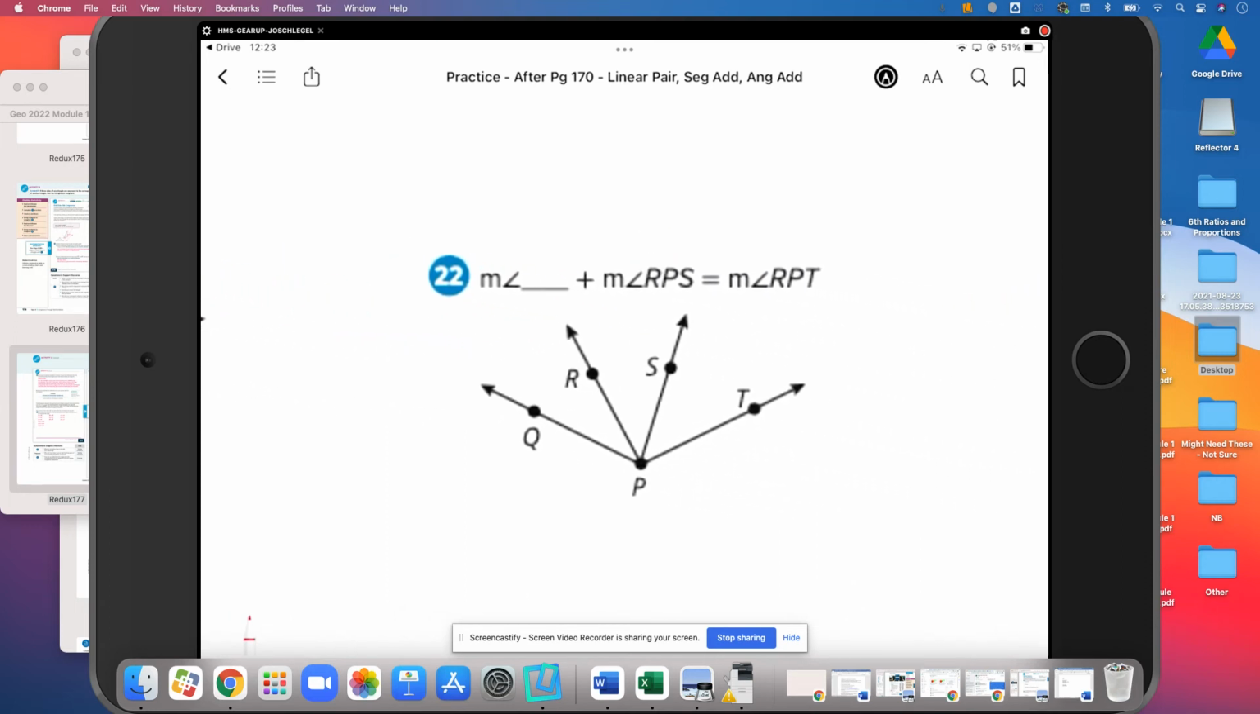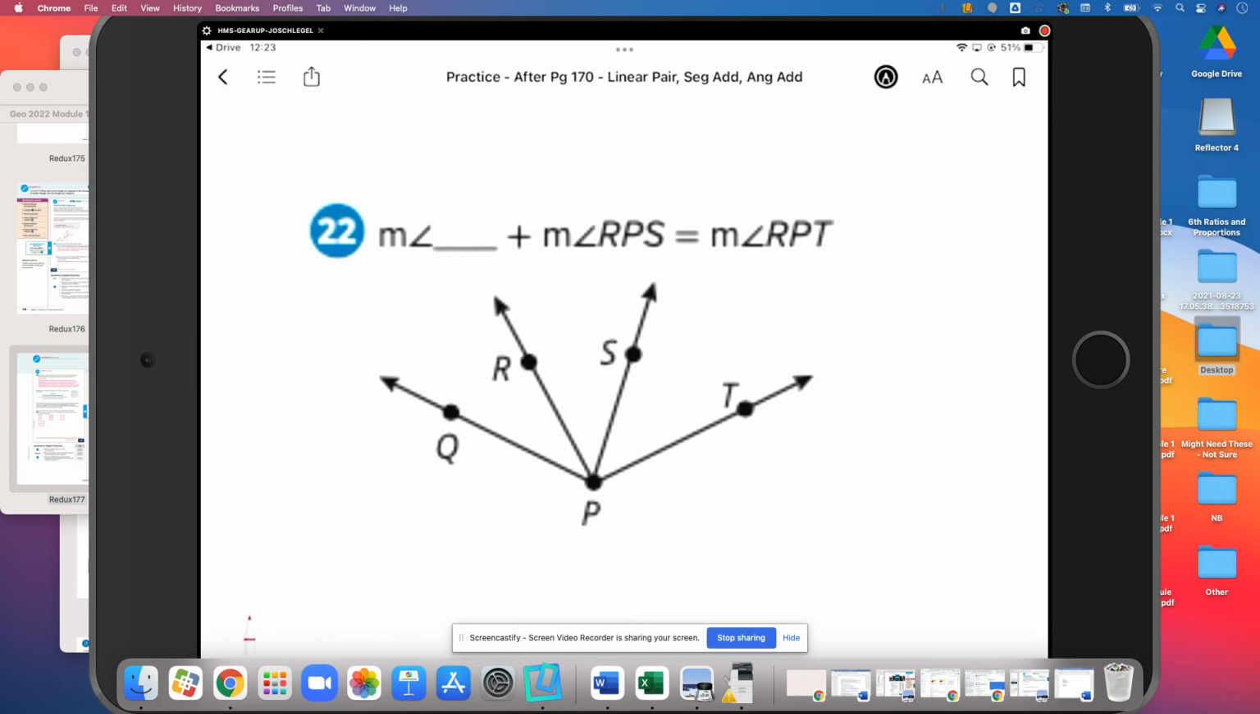Number 22, we have some angle being added to angle RPS to make angle RPT. It looks to me like the piece that is missing to make RPT is this green angle over here. And we can name that angle, as we always can, a couple different ways. I'm going to name it SPT.